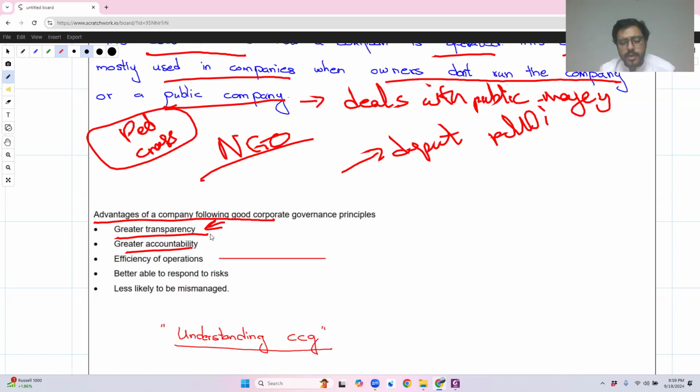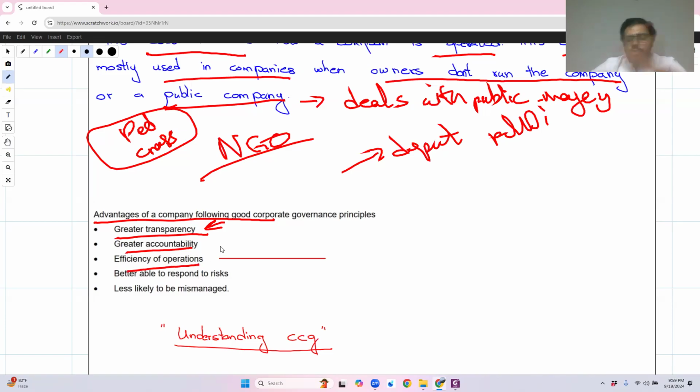This is being accountable. So within the company, everyone is being accountable if there is CCG. If the directors of department, the executive directors don't run the departments correctly, the CEO will punish them. If the CEO is not running the company properly, not handling the executive directors properly, he would be punished by the non-executive directors. If the non-executive directors are doing something improperly, then they would be punished by the shareholders as well. So there is greater accountability under the CCG.